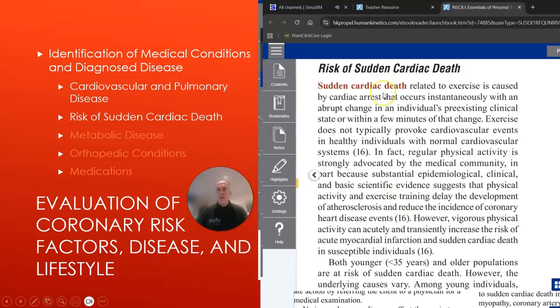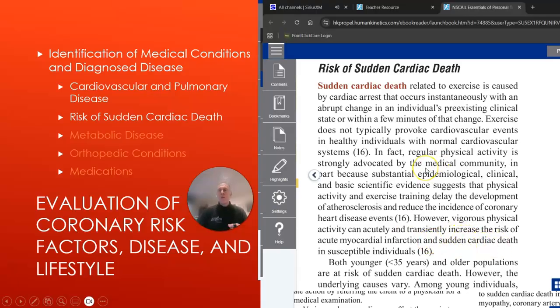When we get into risk of sudden cardiac death, here's the thing. People who are physically fit, and they have it in here right midway through this passage. In fact, regular physical activity is strongly advocated by the medical community, in part because of substantial benefits. Here's the thing though. Vigorous physical activity can acutely and transiently increase the risk of acute myocardial infarction and sudden cardiac death.